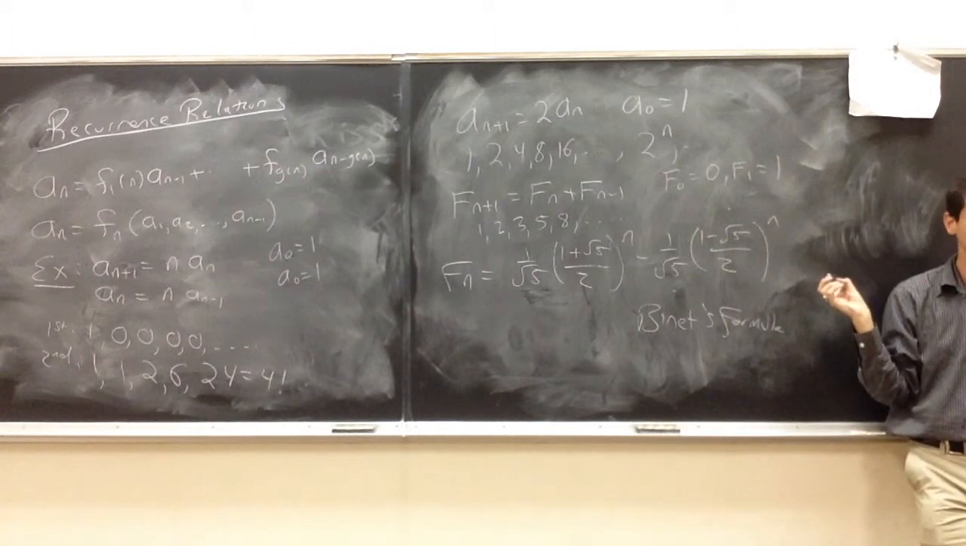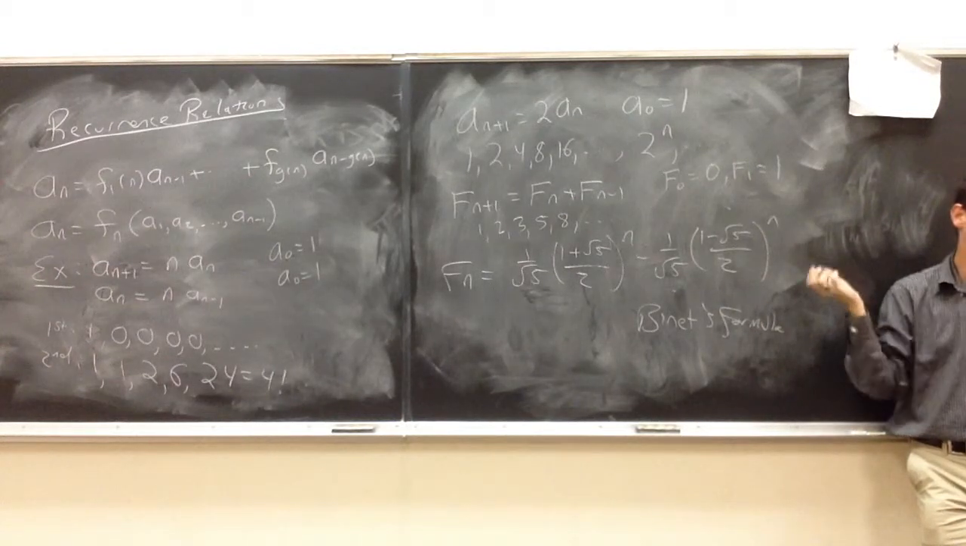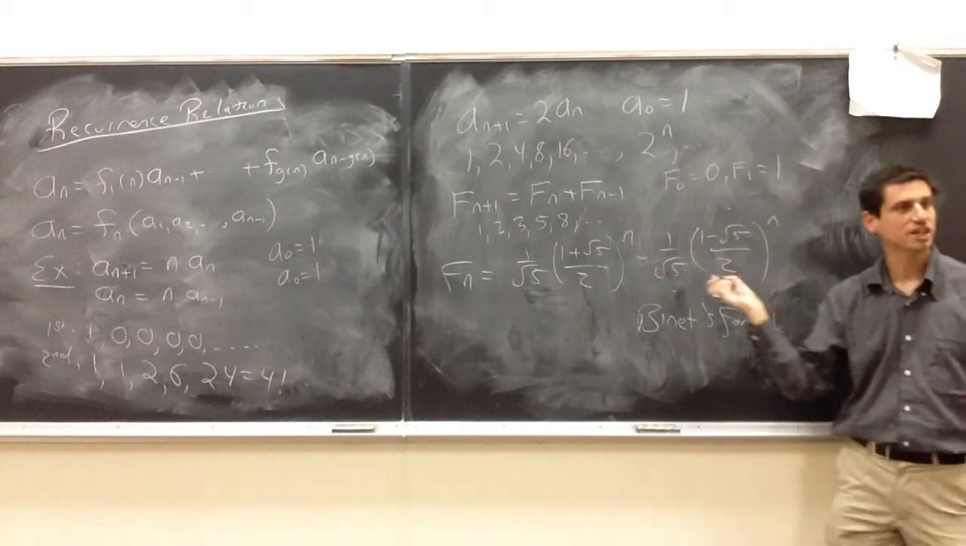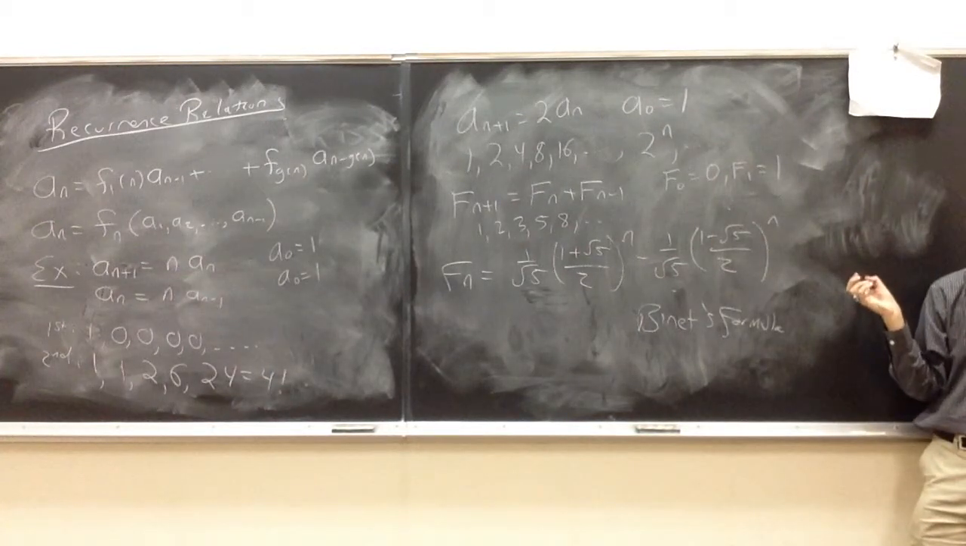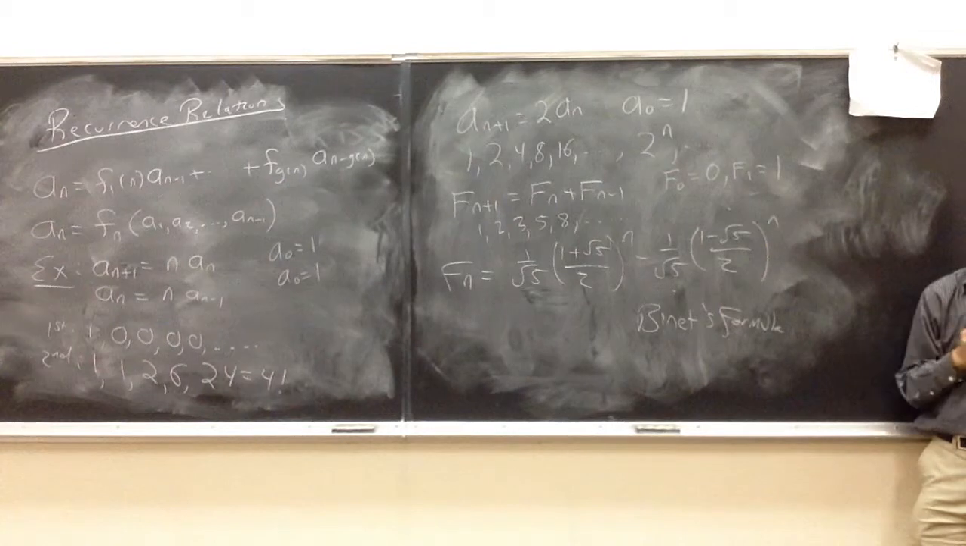It's got square roots. Anything else? It's got divisions. All right, this does not look like an integer. You check a couple of values, check n equals 0, 1, 2, 3, 4, you'll see it agrees with the Fibonacci numbers.